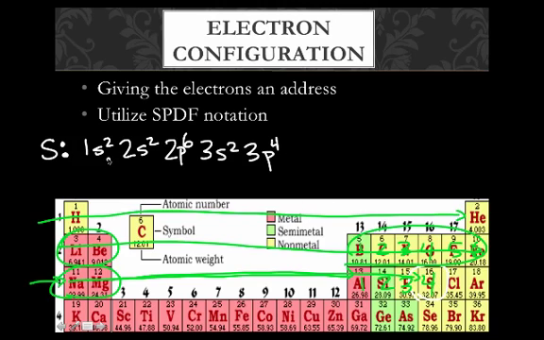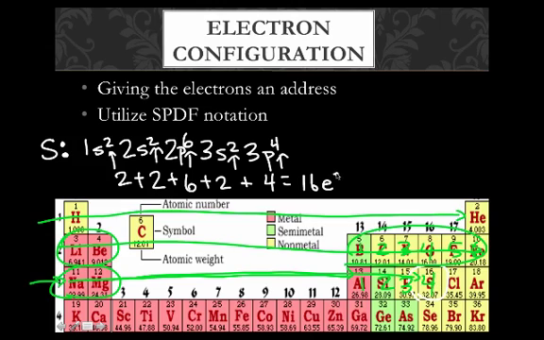So now let's add. Here's our exponents. 2 plus 2 plus 6 plus 2 and 4. So that makes a total of, let's see, 4 and 6 is 10, 12, 16 electrons, and the atomic number for sulfur is indeed 16. So we've given every electron an address.